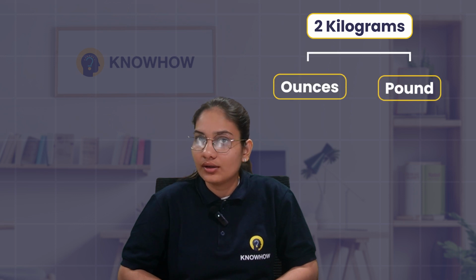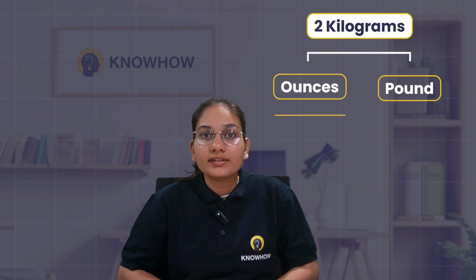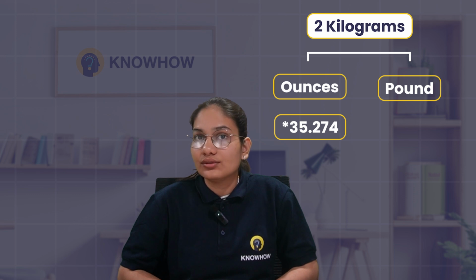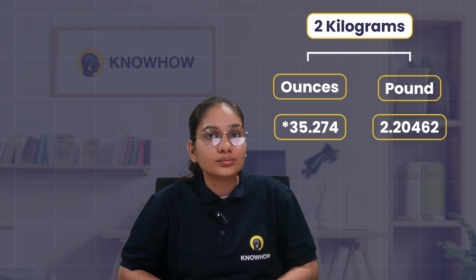For example, if you're working with 2 kilograms and need to convert it into ounces or pounds, you have to multiply by 35.274 to get ounces and by 2.20462 to get pounds. Quite a bit of work for something so simple. But if I told you that with just the click of a button, you could instantly convert 2 kilograms to ounces or grams or pounds without doing all that math, that's exactly what we are going to build today in this video.